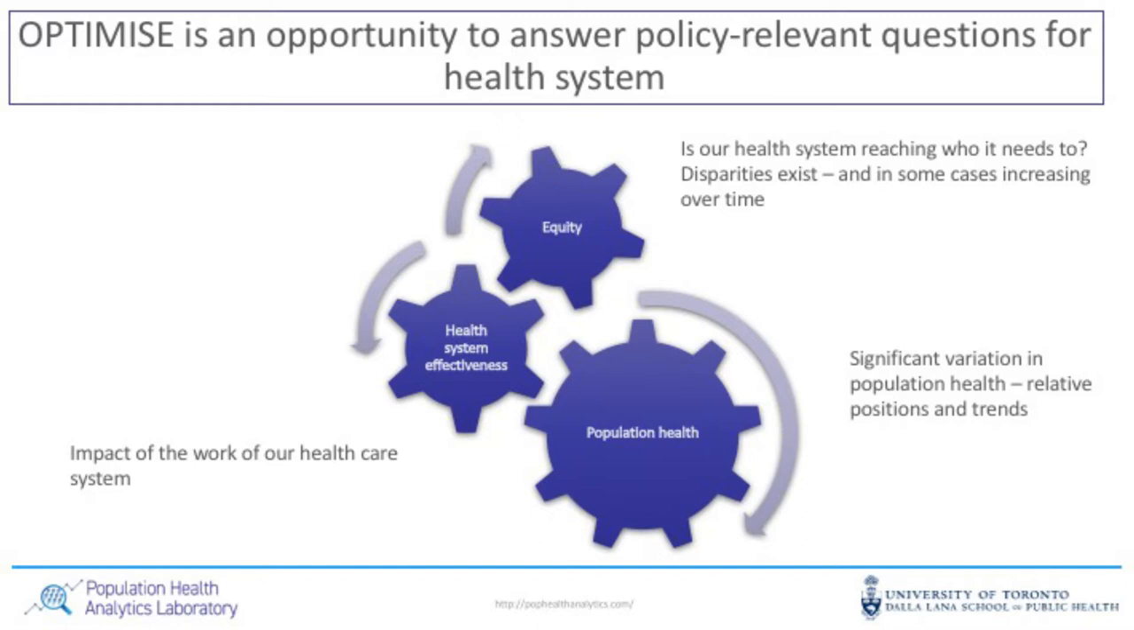And answering the question of equity, is our healthcare system reaching who it needs to? There's no doubt disparities exist in our province. It's interesting actually to even see these disparities at the sub-LIN level that we've just been looking at today. They exist at the LIN level, they exist within the LINs, between the LINs. And in some cases, these disparities look like they're getting worse over time. So it's just a moment for us to stop and say, before these things get worse, what can we do to at least not exacerbate this problem and hopefully contribute to minimizing it.